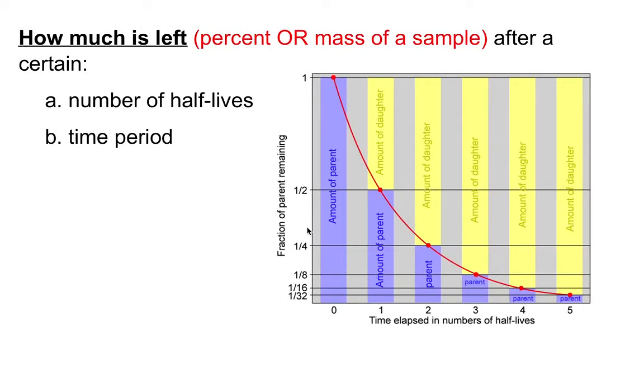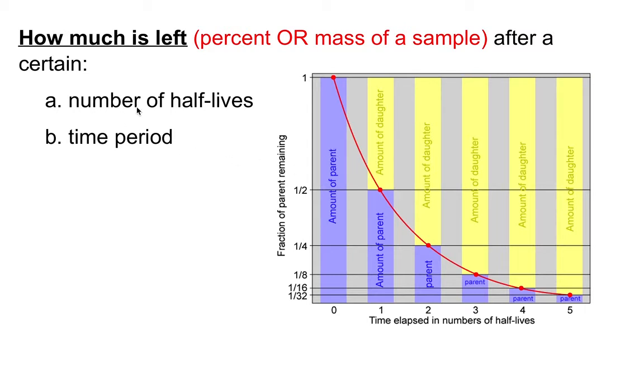All right, let's look at the first type of problem. The problem that says how much is left. They're either going to give you the percent or the mass, and they're going to ask you to figure out the new percent. It starts at 100 and drops to something new. It starts at a certain mass that they give you, and it drops to something new. You have to figure out what the new percent or the new mass is.